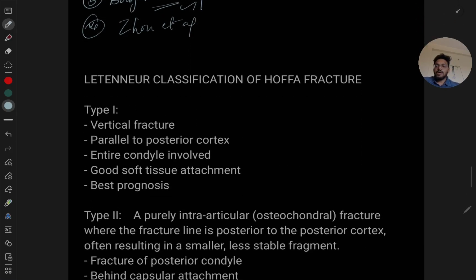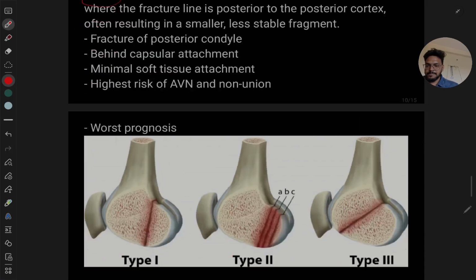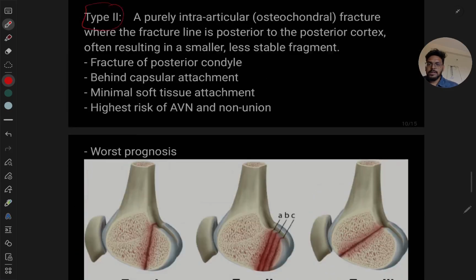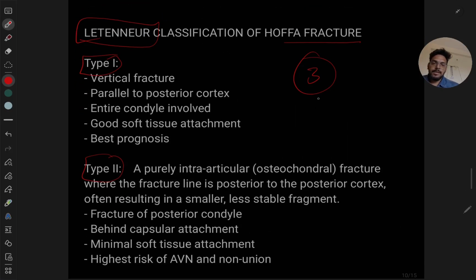So we will see the Letournel classification for the Hoffa fracture. There are three types: type 1, type 2 and type 3. Type 2 again has three subtypes, A, B and C. Type 1 is a vertical fracture parallel to the posterior cortex, and it involves the entire condyle, and there is a good soft tissue attachment to the condyle. So it has a very good prognosis.